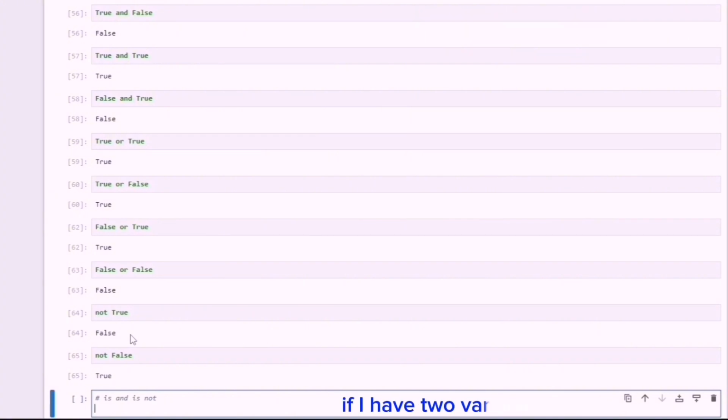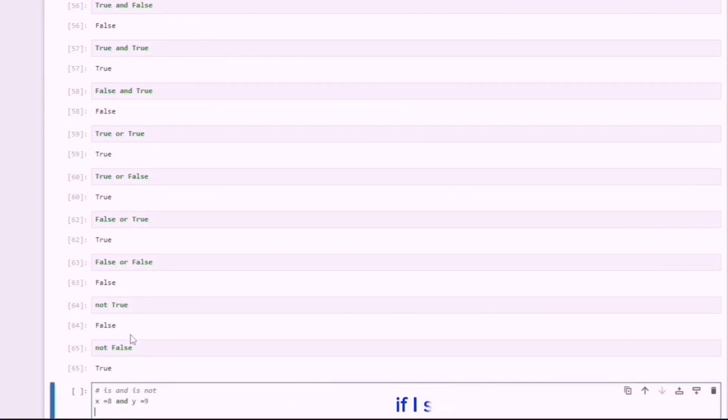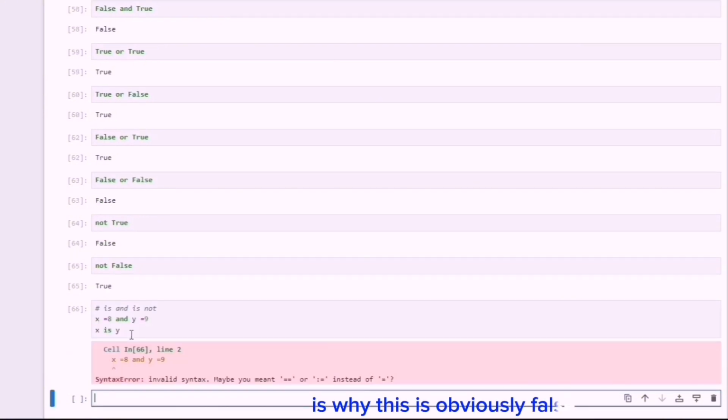If I have two variables, it's still almost like a comparison. x is equal to 8 and y is equal to 9. So if I say x is y, this is obviously false.